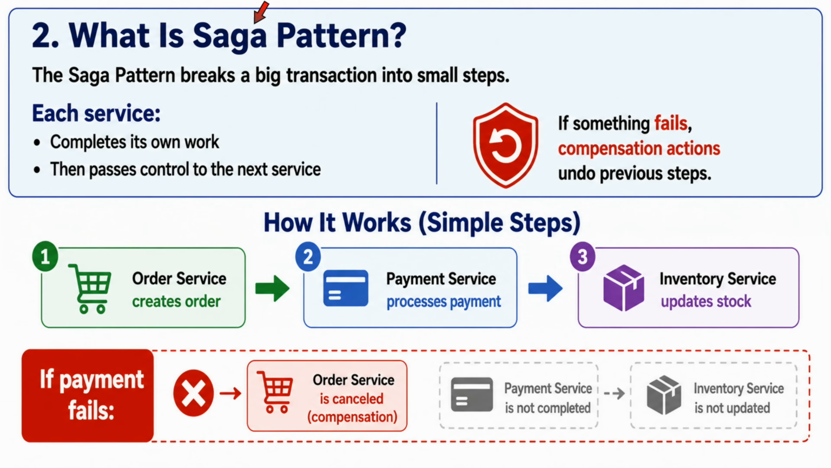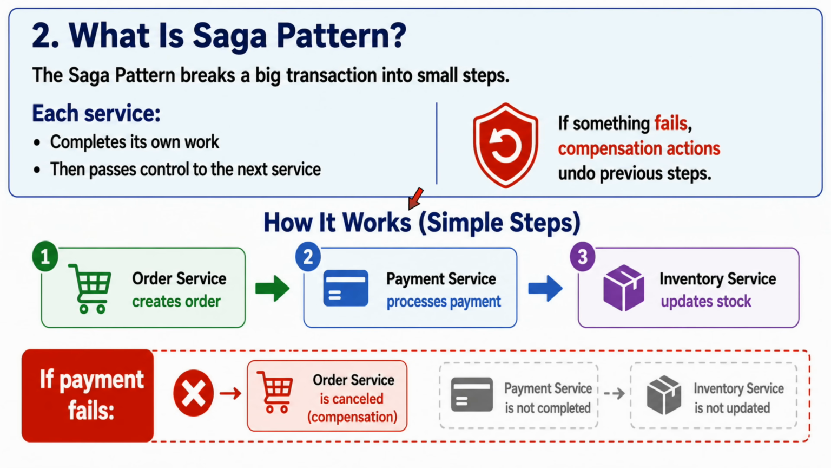What is Saga pattern? Saga pattern breaks one large transaction into smaller steps. Each service completes its own task, then passes control to the next service. If something fails later, compensation actions undo previous steps.